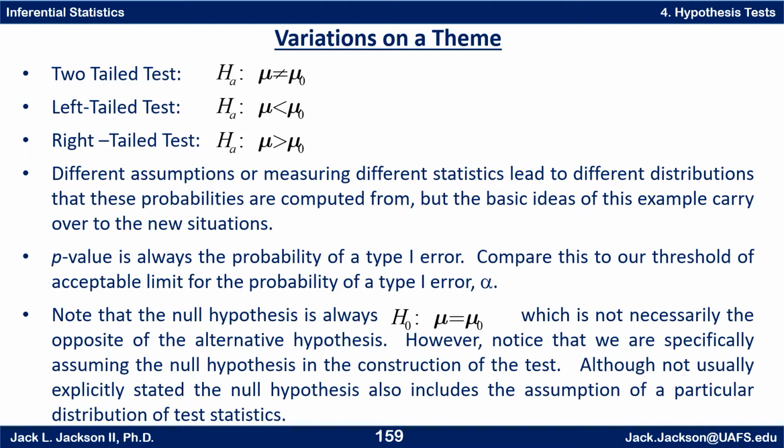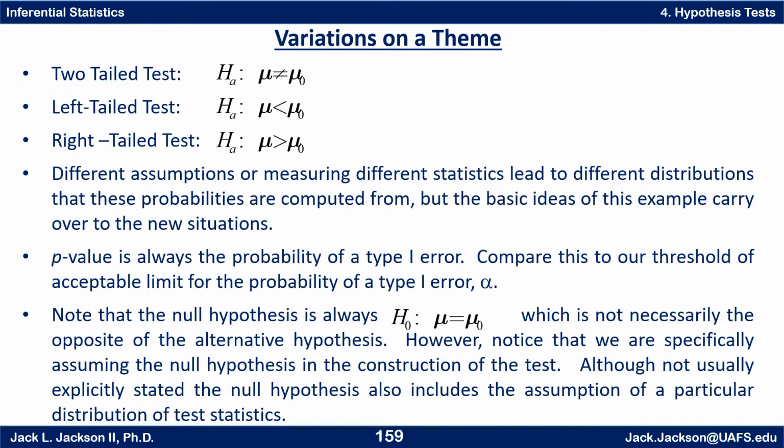The alternative hypothesis is mu less than mu naught. That's a left-tailed test. Similarly, we could do a right-tailed test. The alternative hypothesis is that mu is greater than mu naught. Notice that these are not necessarily exactly opposite from the null hypothesis. The null hypothesis is always that mu actually equals mu naught.